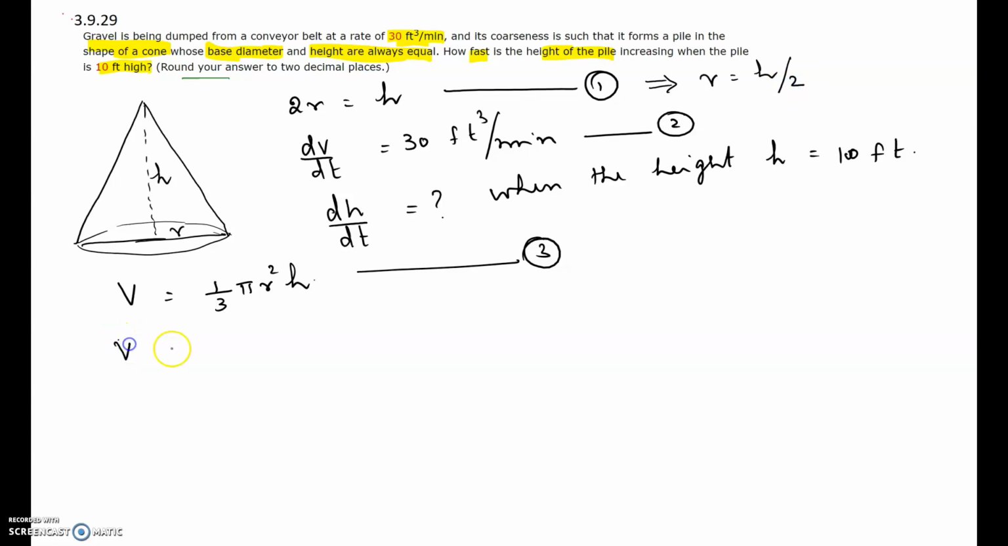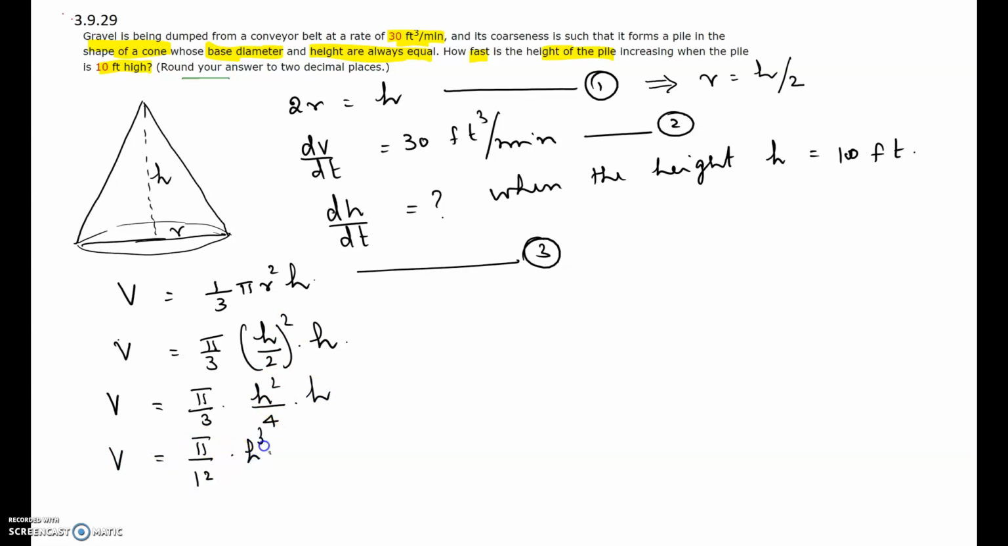So V equal to 1/3 pi r square, r equal to h over 2. So h over 2 square times h. So instead of having volume in terms of 2 variables, we have reduced the number of variables to 1. So volume depends only on one variable now, which is h. So this is V equal to pi over 3 times h square over 4. h over 2, the whole square, is h square over 4, times h. So that will give us pi over 12 times h cube.